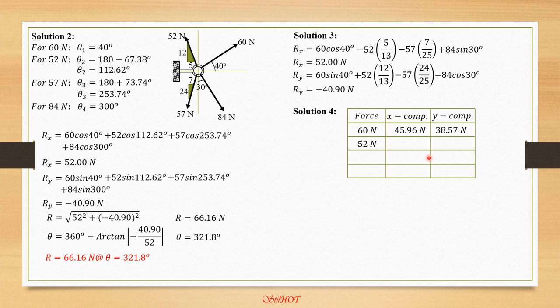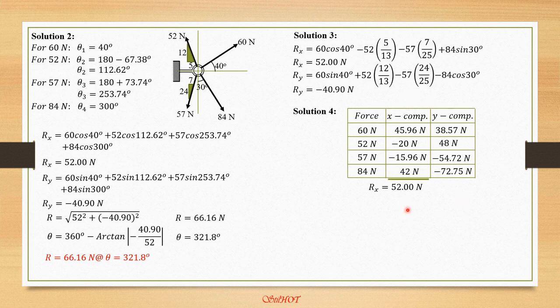For the 52 Newton force, the x component is negative 52 times 5 over 13, and that's negative 20. And the y component is positive 52 times 12 over 13, that's 48 Newtons. For the 57 Newton force, the x component is negative 57 times 7 over 25, that's negative 15.96. The y component is negative also, negative 57 times 24 over 25, that's negative 54.72. Then for the 84 Newton force, the x component is 84 cosine of 300 or 84 sine of 30, that's 42.